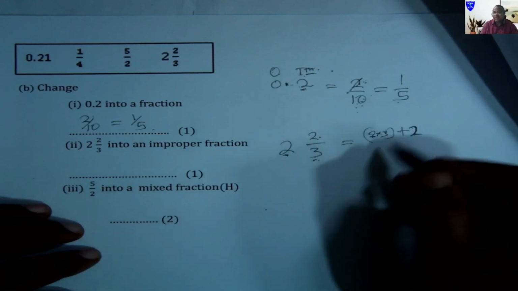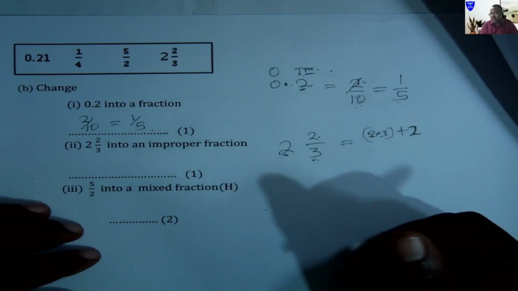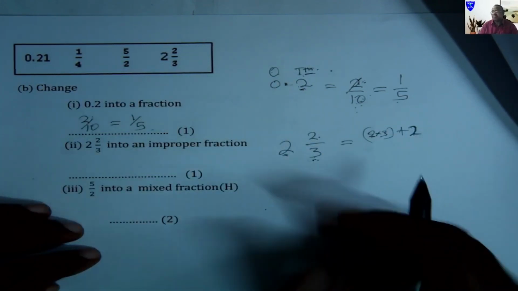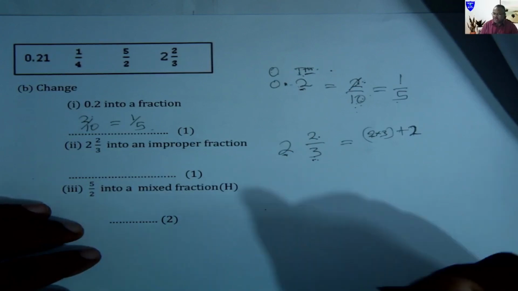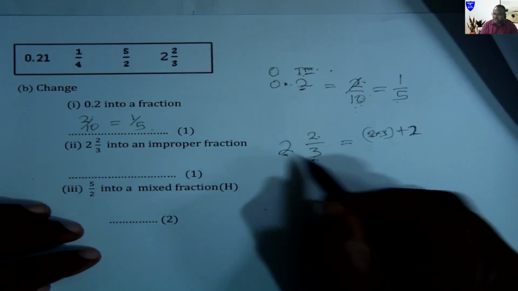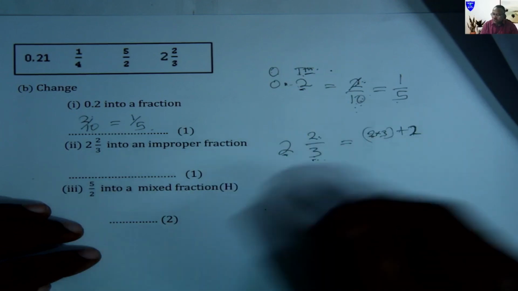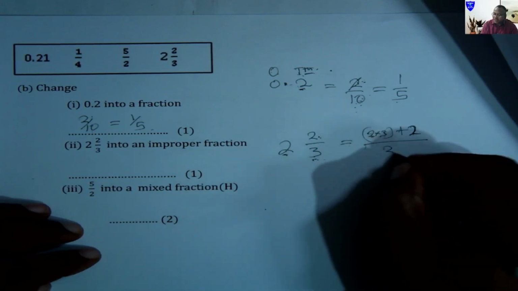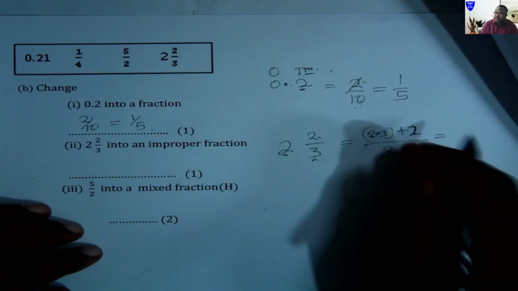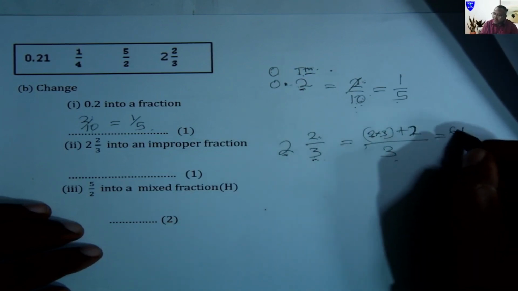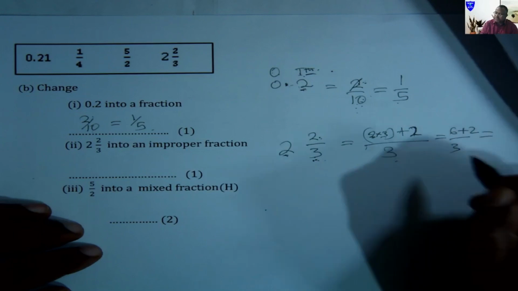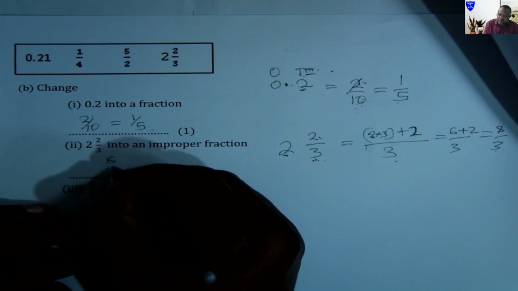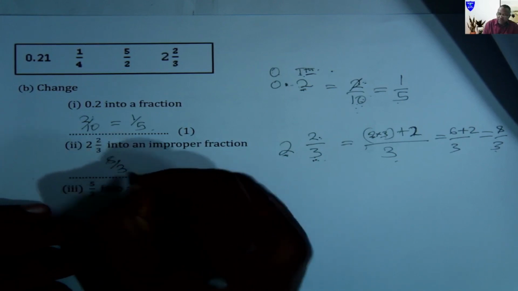You will understand why I'm using brackets later on when we look at basic operations, the use of brackets and how you can prioritize calculations depending on the operation that is in the question. So 2 times 3, then you add 2, then all of it you divide by 3, which means you retain the denominator. Then simplifying that will give us 6 plus 2 over 3, which simplifies to 8 over 3. Okay, so that is 8 divided by 3.